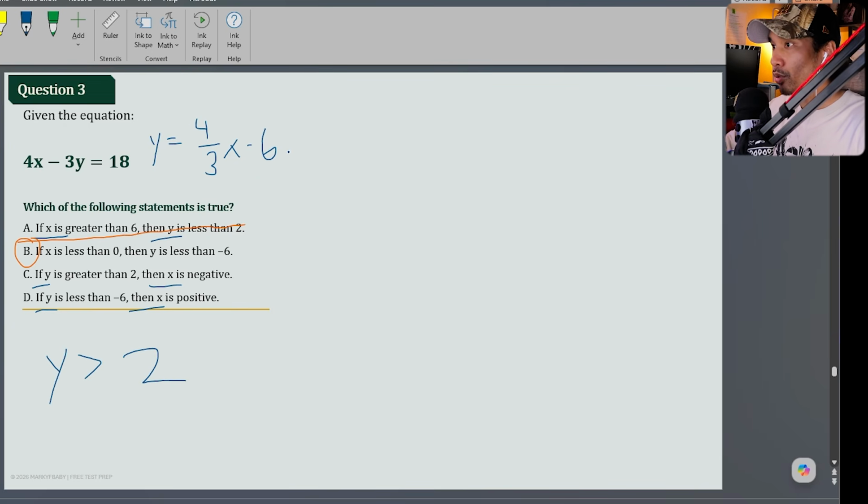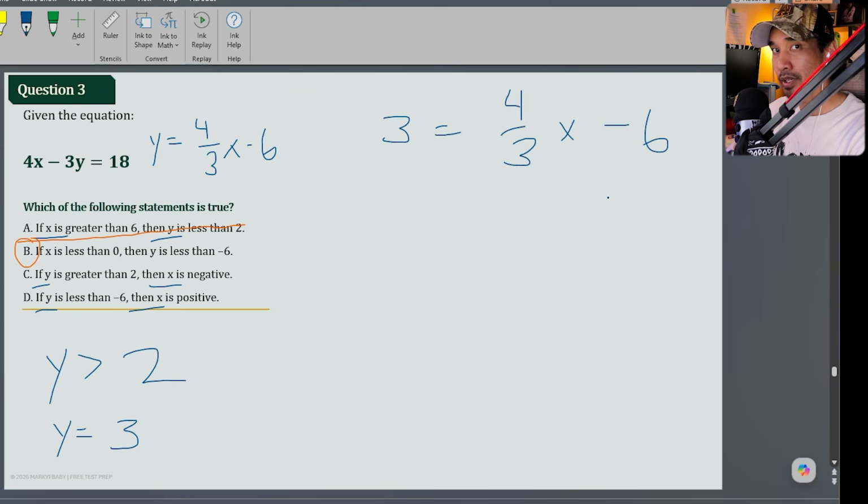Now, I can rearrange the equation for x. I could do x equals and then whatever the equation is. But I'm just going to leave the equation as is in y terms and just plug in y. Okay, so I'm going to be looking for a number greater than 2, and I'm going to choose y is equal to 3. Okay, so I have 3 equals 4 over 3x minus 6. And then what should we do here? We should add positive 6 to both sides, giving us 9 equals 4 over 3x.